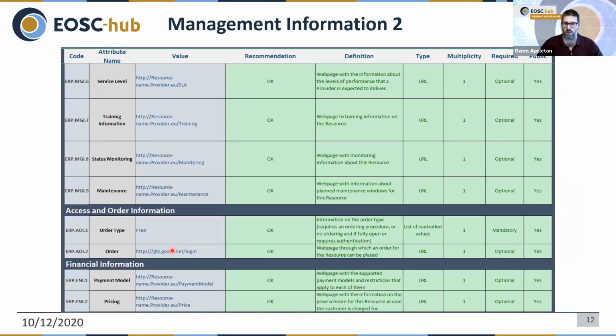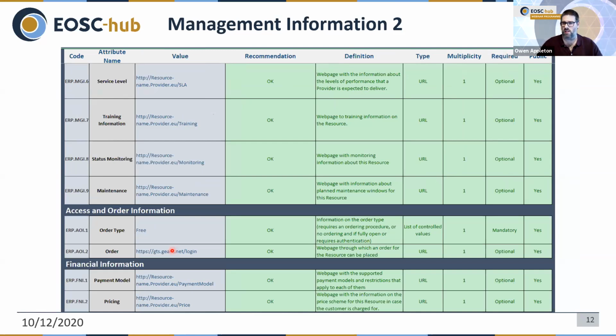And if I skip to the other page of management information and some related information, I just want to really pull up the top one here, the service level. So potential service level agreements. Service level agreements are not required for now by EOSC, although they may be required in future. I personally think that's quite likely.